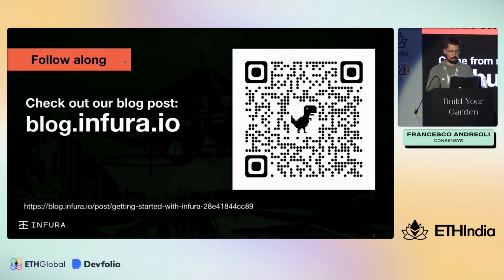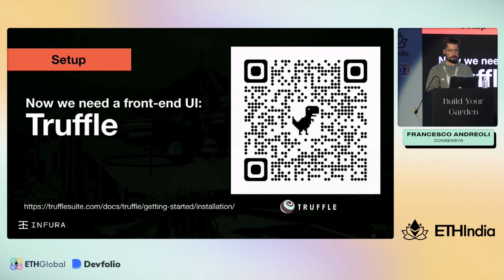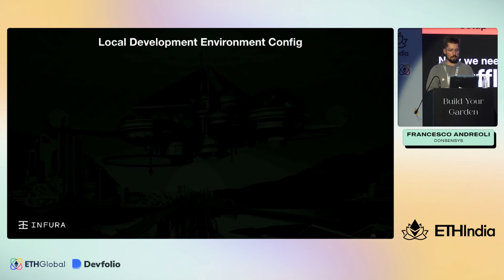Let me go back to the presentation. The blog post that you saw is here, so if you want to run this through at home, that's a useful resource. For the next step, you need to use Truffle for testing our smart contract, but you can get started here. This is less important. You can also find it online.